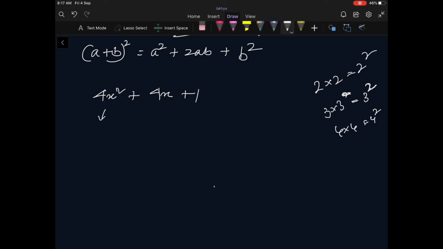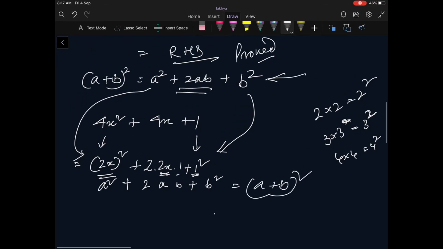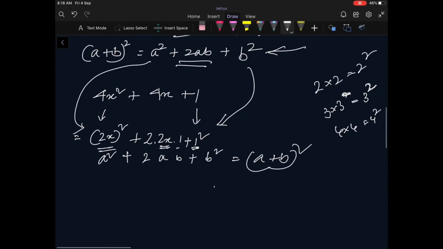Now you see, this 4x square can be written as (2x) whole square, and 1 can be written as 1 square. So we have got these two terms, a square and b square. Now in order to obtain this, let us do 2 into 2x into 1. Consider this one as a square, then this will be 2a, where 2x is a and 1 is b, then consider this one as b square, that is 1 square. So this should be (a + b) whole square according to this identity.